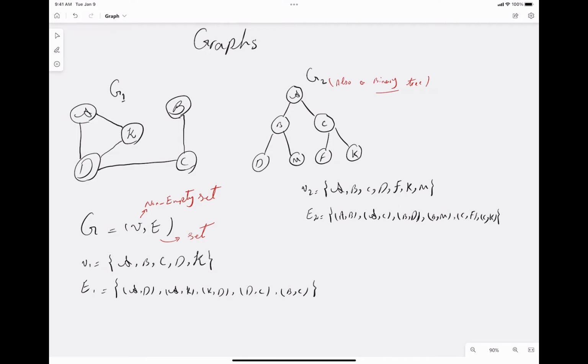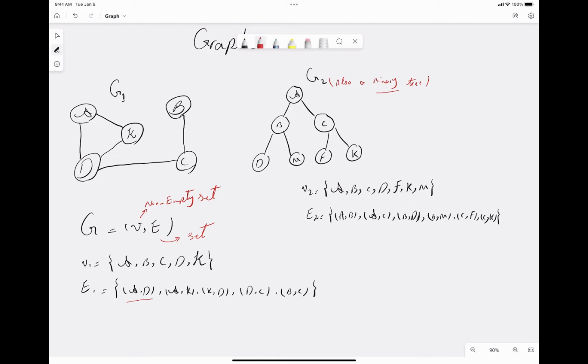In the graph G1, we have the set of edges called E1, and the very first edge I wrote here is A comma D, which means there is a connection from the vertex A to the vertex D.